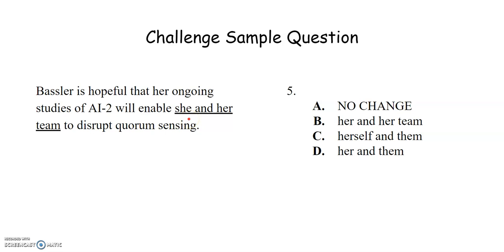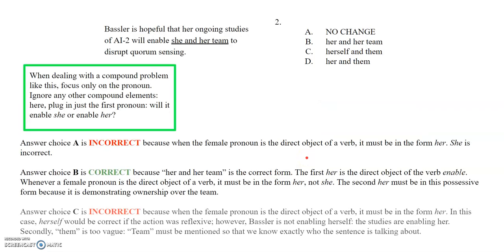Bassler is hopeful that her ongoing studies of A12 will enable she to disrupt quorum sensing. When we read it like that, we can immediately hear that something's not right and she probably isn't correct. So let's try it with her. Bassler is hopeful that her ongoing studies of A12 will enable her to disrupt quorum sensing. Perfect. Now we just need to determine, is it answer choice B or answer choice D? In this case, the correct answer is actually going to be B. Just because D is not specific enough, when we say them, we don't know who we're talking about. So we need to specify that we're talking about the team, so there is no confusion on the test.